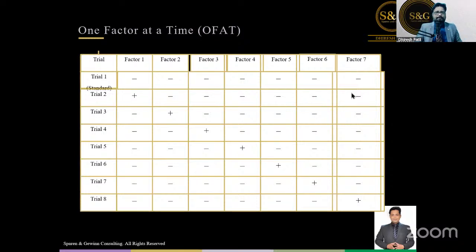Now look at this. Imagine we are experimenting on taste of tea. Factor one could be sugar. Factor two could be milk. Factor three could be water. Factor four could be tea powder, etc., and all the other factors.